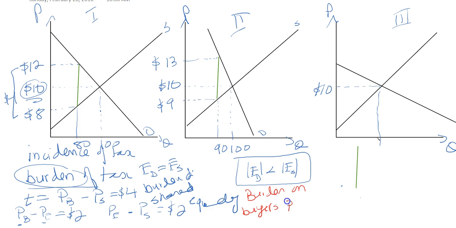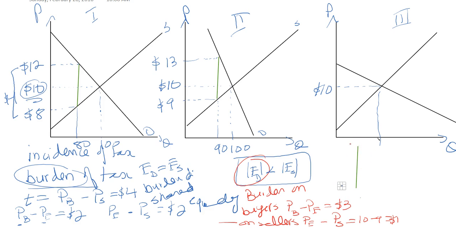of this tax is what they're paying with the tax minus what they paid in equilibrium. And in this case, it's 13 minus 10, which is $3. Similarly, the burden on sellers is how much they received before tax minus how much they receive after tax, which is 10 minus 9 equals 1. So the principle here is that if demand is inelastic compared to supply, it's the buyers which bear most of the tax. In the third case, we have the opposite situation.